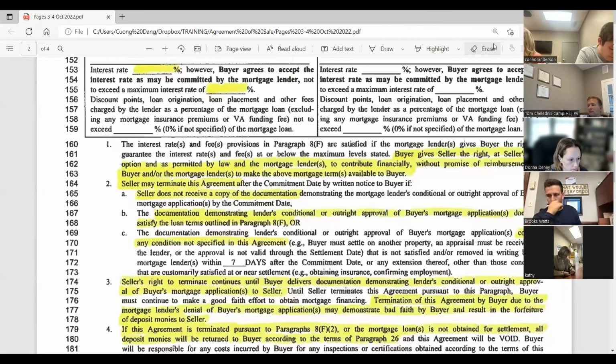B, the documentation demonstrating lender's conditional or outright approval of buyer's mortgage application does not satisfy the loan terms outlined in paragraph 8F. So you get this commitment letter and it says, oh, it's an FHA deal now, and you had written down that it's conventional. Or all of a sudden it's a different lender. Or something happened that is different from what's written in the box, the seller can terminate.